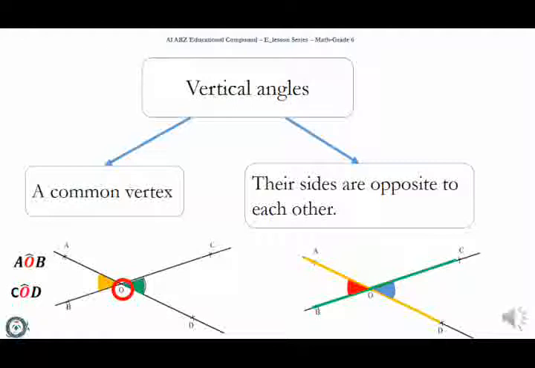Now the second point, let's focus on the sides of these angles. Their sides are opposite to each other. If we have these angles again, what are the sides of the angle AOB? OA and OB. Yes, and what are the sides of the angle COD? OC and OD. You can see that the sides are opposite to each other. If you extend the sides of AOB, you get the sides of COD.